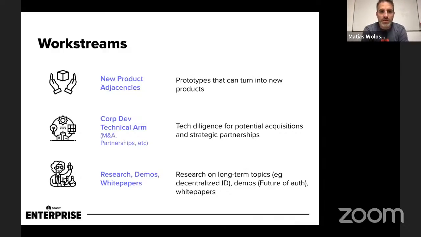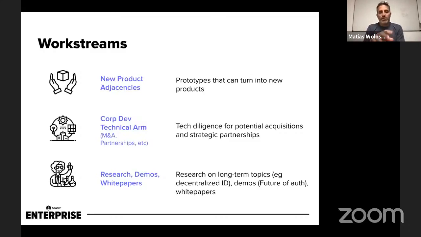Then you have the work streams, again, more tactically speaking here. Product adjacencies is the core, the main thing that we are currently focused on. Once you've agreed on the things that you're going to focus on, then it's about building those things, prototyping those things, and validating with customers and creating that first MVP.